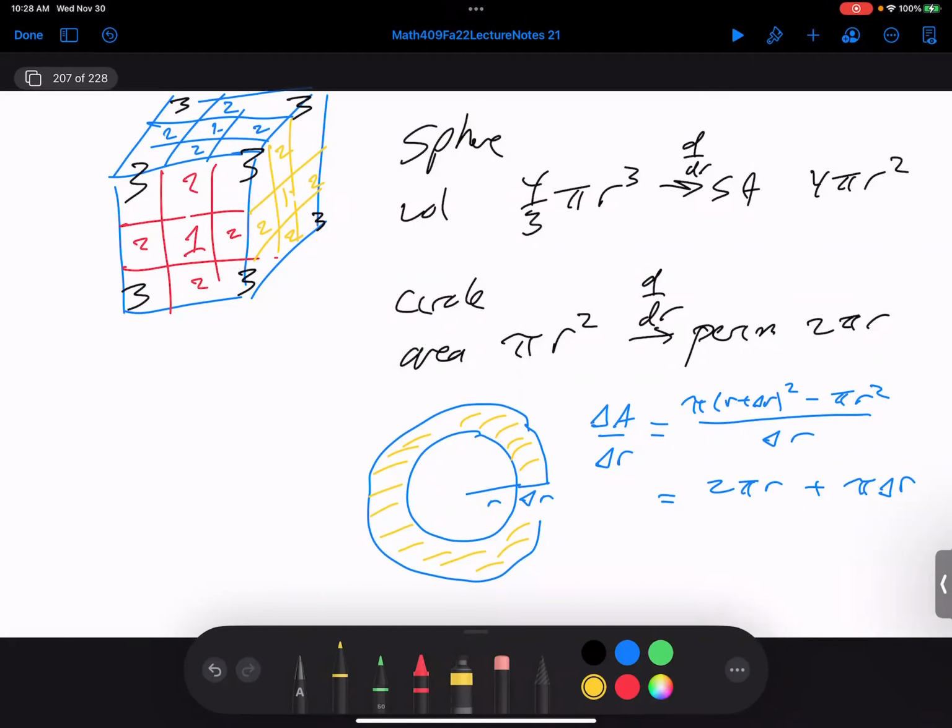As delta r is getting smaller and smaller, what should be a decent approximation for the area of that ring? Because as delta r gets closer to 0, that second term tends to 0. Good. So this would go to 0. So if we just calculate this limit, we get 2 pi r. How else can we think about what we're doing? How else could we try to estimate this area?